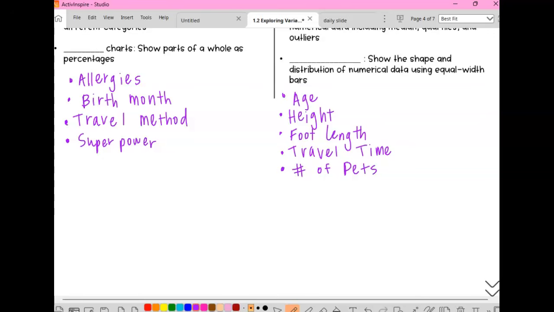So again, data could be both. Somebody tell me, how can I make the height data categorical data? How could I change it to categorical instead of number? Like if I was doing a survey and I wanted it to be categorical, how could I have the height question?